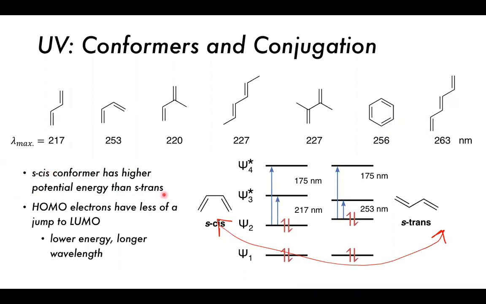So the cis conformer has higher potential energy than the trans conformer. HOMO electrons have less of a jump to LUMO, lower energy, longer wavelengths. So basically by twisting the molecules, we end up with more separation between the orbitals, or decreasing the energy gap between them.